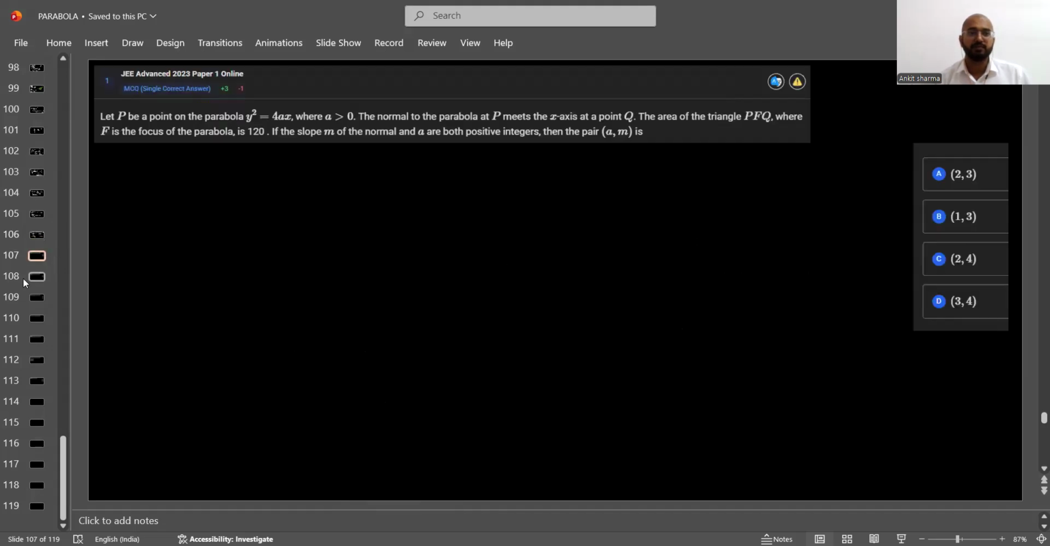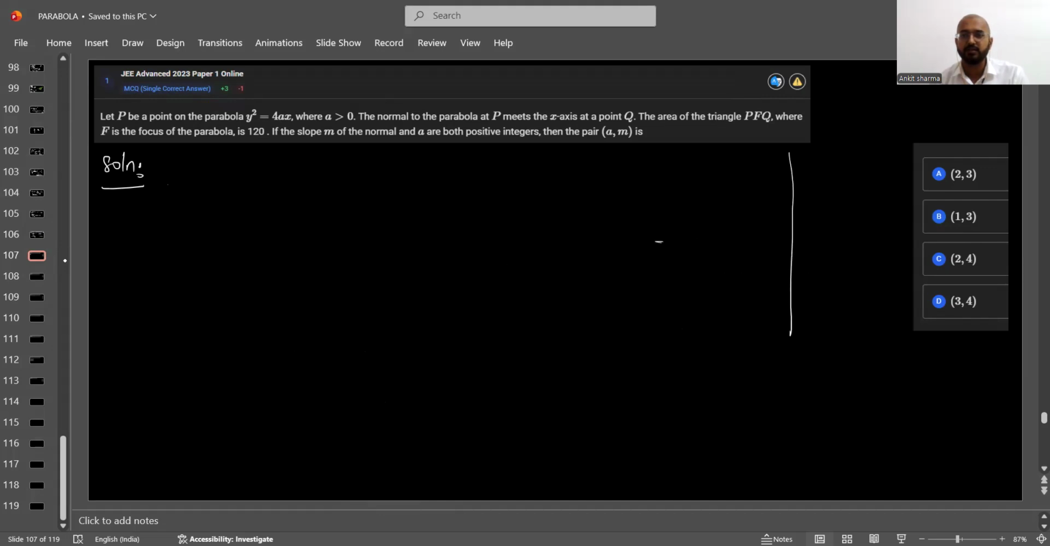So moving to the next part. Let P be a point on the parabola y squared equals 4ax. The normal to the parabola at P meets the x-axis at point Q. The area of triangle PFQ, where F is the focus, and so on. The slope of... okay, we'll see.